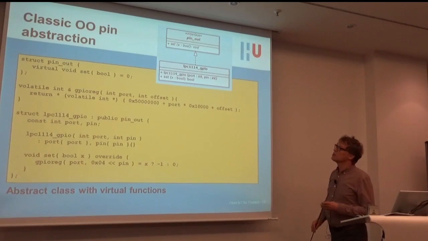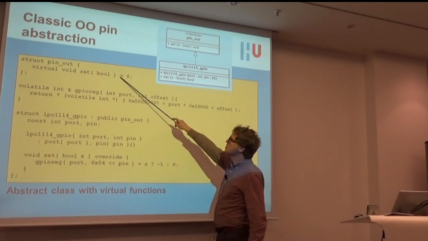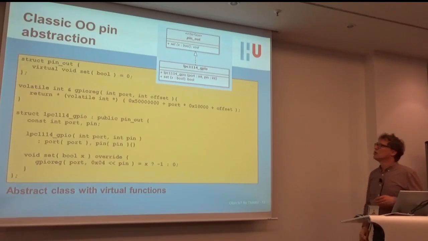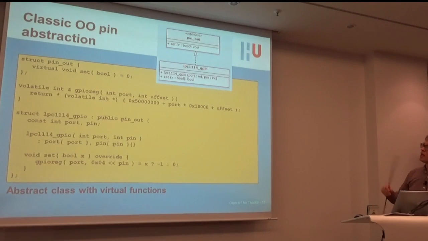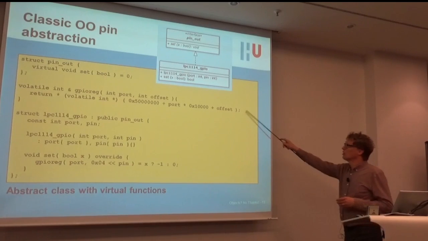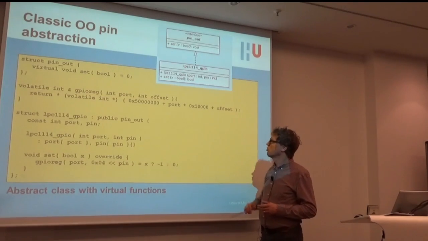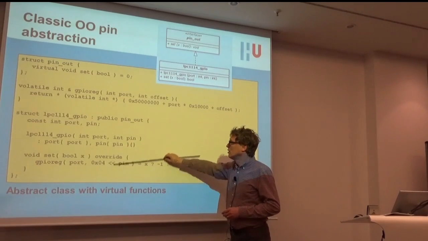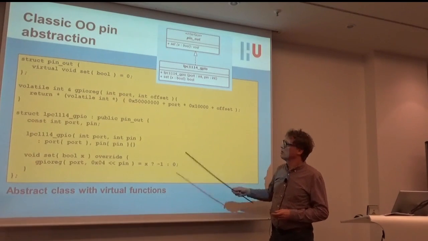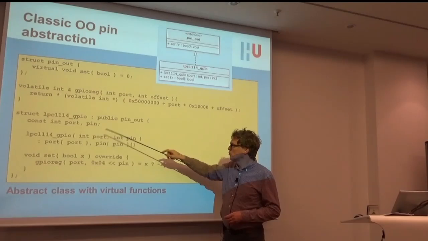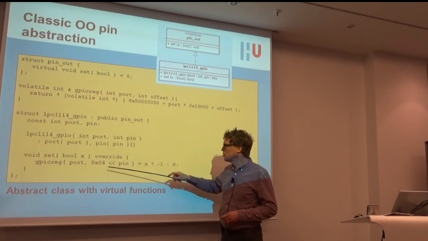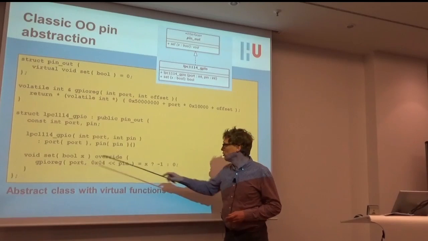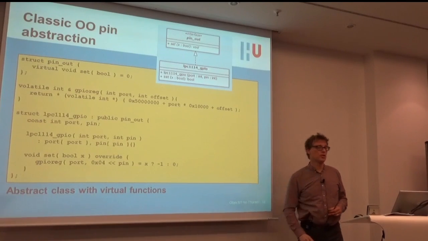Let's implement it. We have the interface. It used to be a macro, but now it's a function that calculates the exact place in memory where we must put a value to make the pin high or low. And here we have the implementation of the class for the specific chip. You instantiate it with a certain port and pin. It saves those values, and in the set method, it calculates the value and puts its value there.